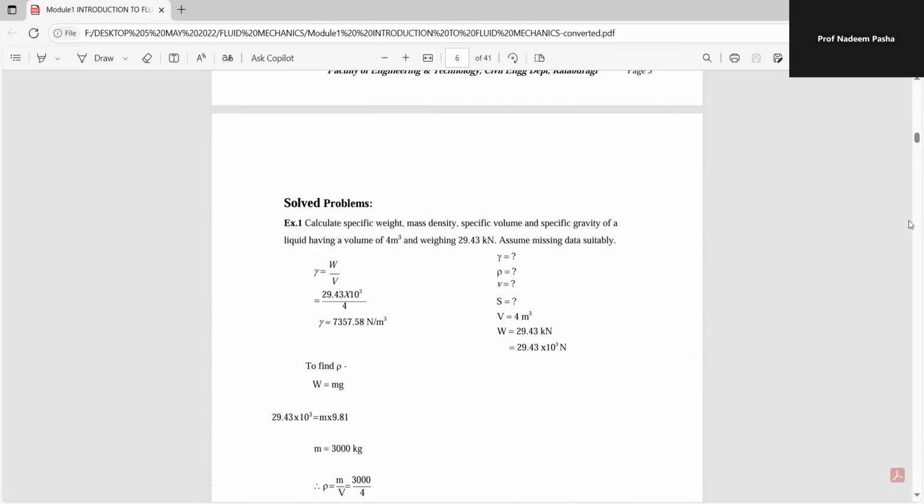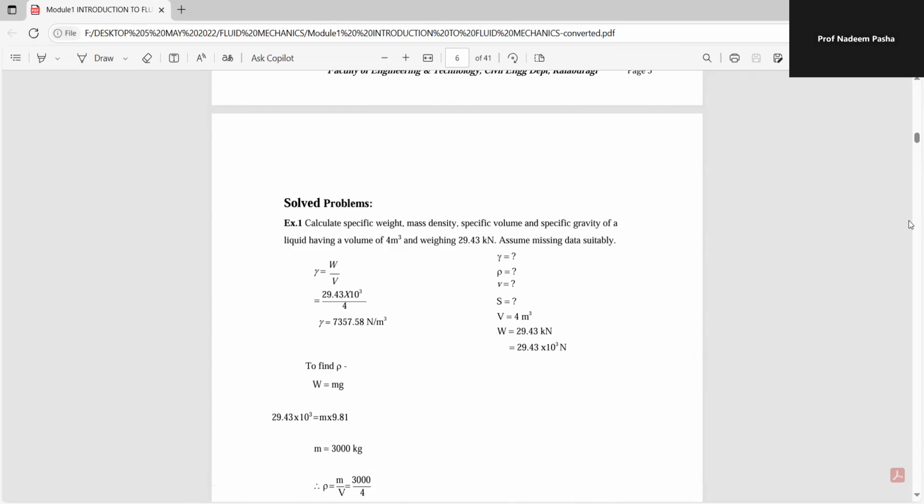So with the help of which we have calculated specific weight. Weight of liquid and volume of liquid are given to you, so with the help of both of these, we have calculated the specific weight. Now we need to calculate rho.